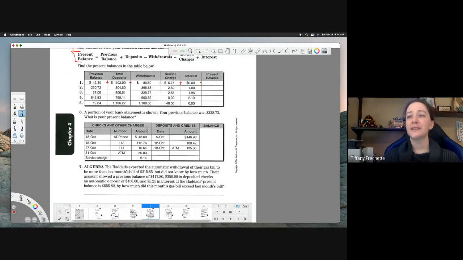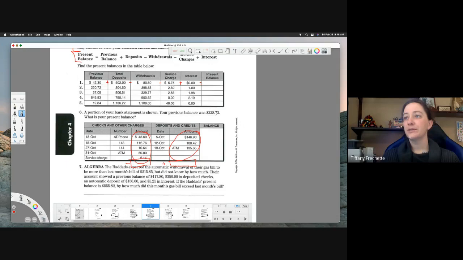So checks and other charges. You just want all of these are charges that are going to be subtracted from your previous balance. All of these are deposits that are going to be added to your previous balance. So you may want to give yourself a total for subtracting, and you may want to give yourself a total for adding there. Just might make it a little bit easier.